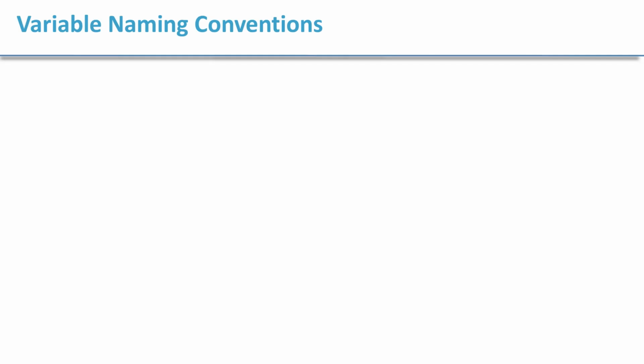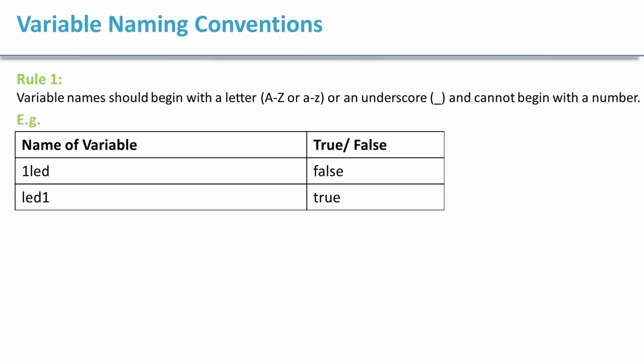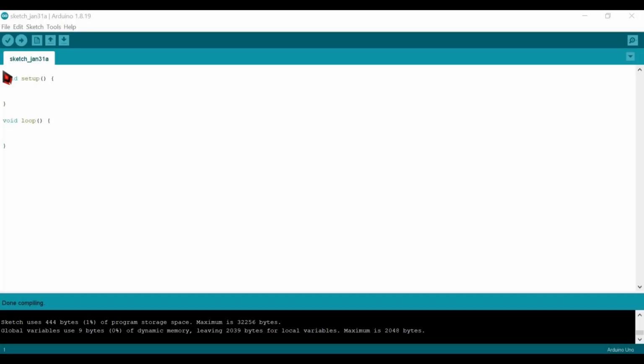Hello. In this lesson, we will learn the rules for naming variables. Variable names should begin with a letter or an underscore and cannot begin with a number. For instance, a variable cannot be named 1led, but it could be named led1. Let's observe this in the application.